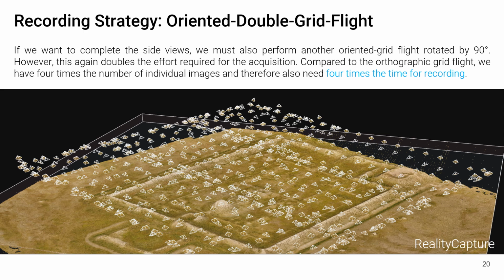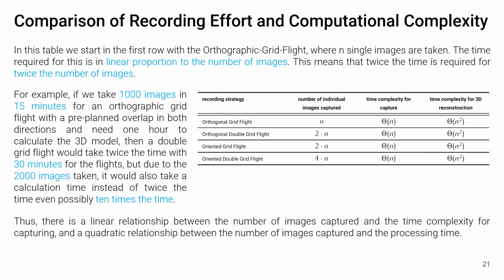If we want to complete the side views, we must also perform another oriented grid flight rotated by 90 degrees. However, this again doubles the effort required for the recording. Compared to the orthographic grid flight, we have 4 times the number of individual images and therefore also need 4 times the time for recording. For the recording planning, not only the time required for the flights is now interesting, but possibly also the resulting time required for the subsequent 3D reconstruction, which we should not disregard here.